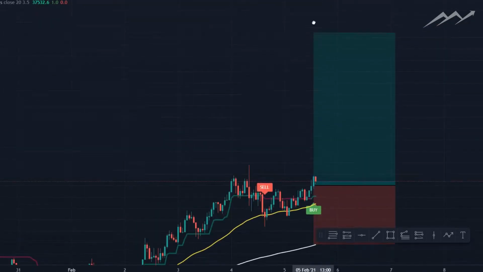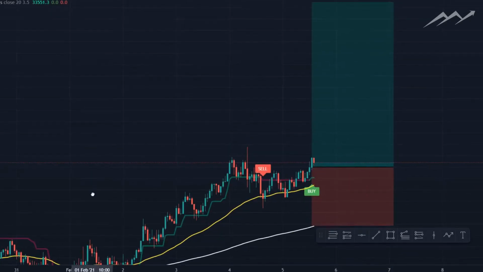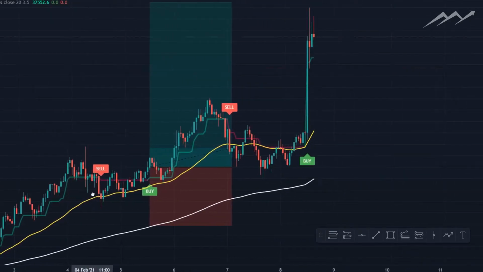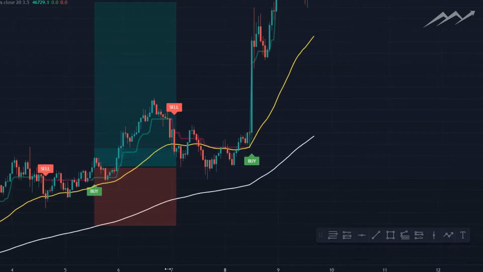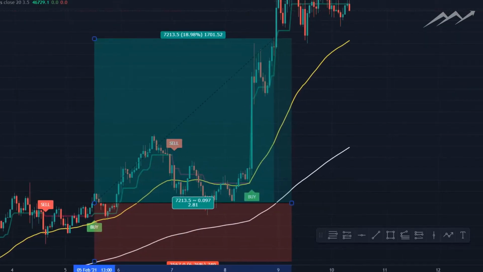The target is 1 to 3 and the stop is at the 200 exponential moving average in white. And after a while, this one succeeds in hitting the mark.